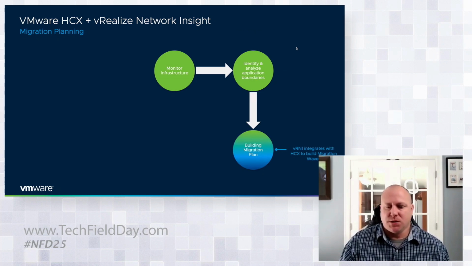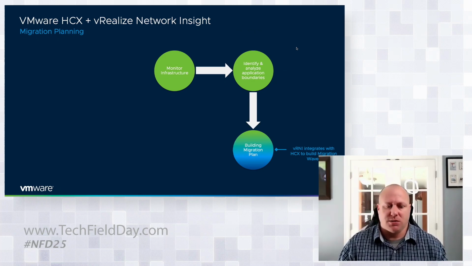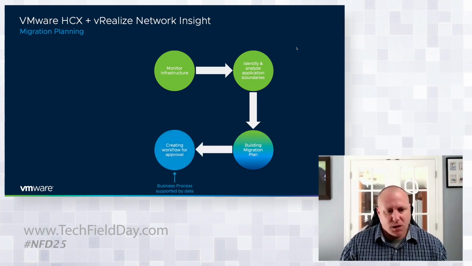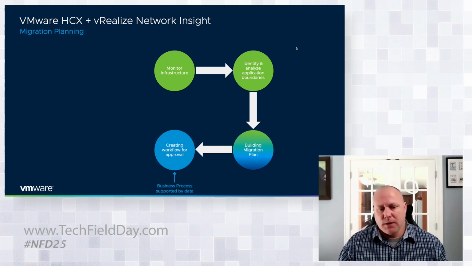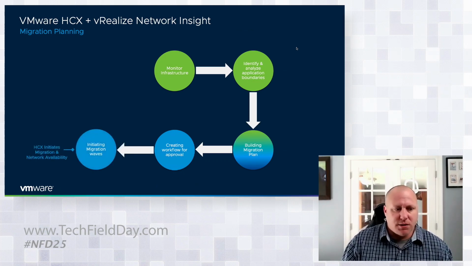So Network Insight, as I mentioned, integrates with HCX to build the actual migration waves. What this lets us do is, as we discover these applications and use these discovery methods, we can build out the actual migration waves, and they can be taken from Network Insight, the discovered apps, and pulled into VMware HCX to build out those mobility groups and import them so that it's easy to add in an automated fashion into HCX for the actual migration. So we're creating the workflow for approval, from business process to supported data, and then we're initiating the actual migration wave.